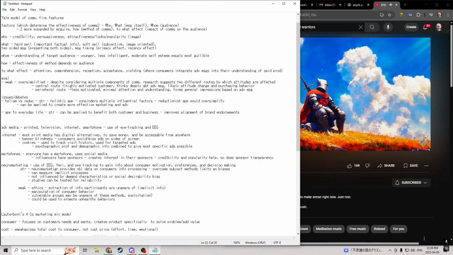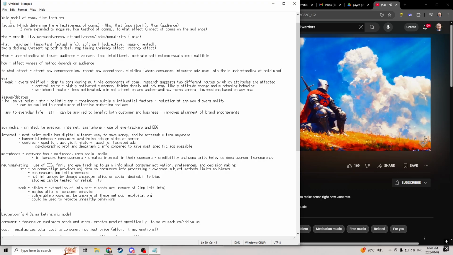So the central route means that the customer is highly motivated. They're going to think deeply about the advertising message, and they're likely to have their attitude and purchasing behavior change, to where they're more likely to buy the item. The peripheral route is the opposite. They're less motivated. Minimal attention is being given, and they don't really understand the message, and they end up forming general impressions based on the advertising message.